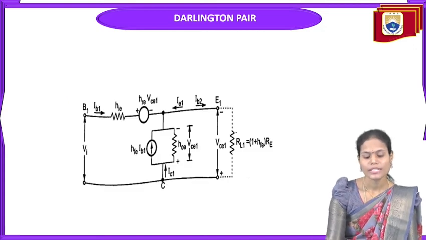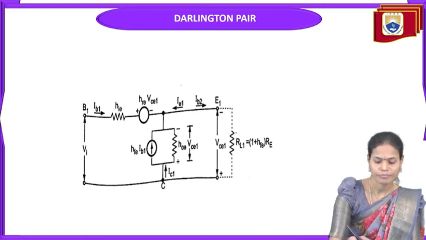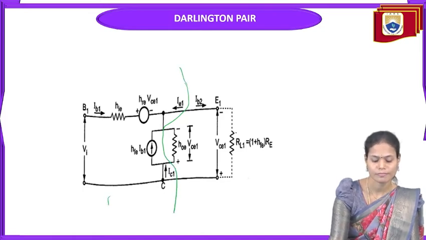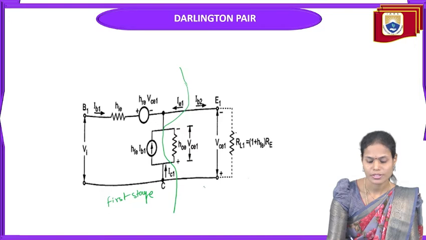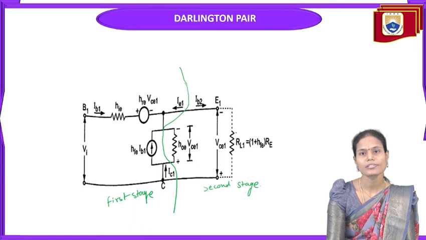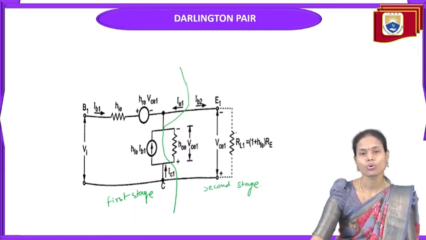So this is the equivalent circuit after doing the analysis of the first stage as well as the second stage. See here, this one is the first stage. Still here it is the first stage. And after this, this one is the second stage. So now we have to analyze this equivalent circuit with the combination of first stage and second stage to get the overall parameters of the Darlington pair.